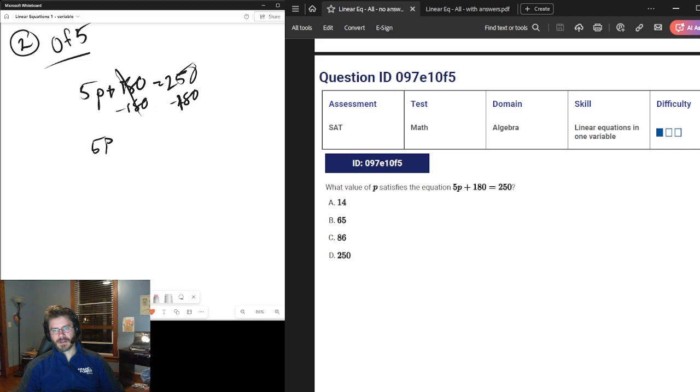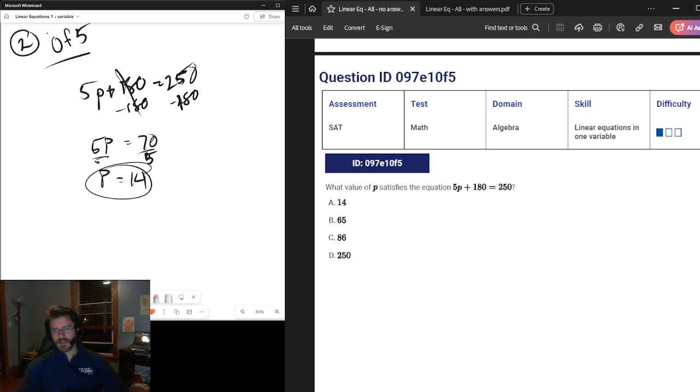Pardon my terrible handwriting, is, I believe, 70. Divide by 5. And we get P equals what? What's 70 divided by 5? My brain isn't working tonight. 70 divided by 5 is 14. Is our answer. So that is A.